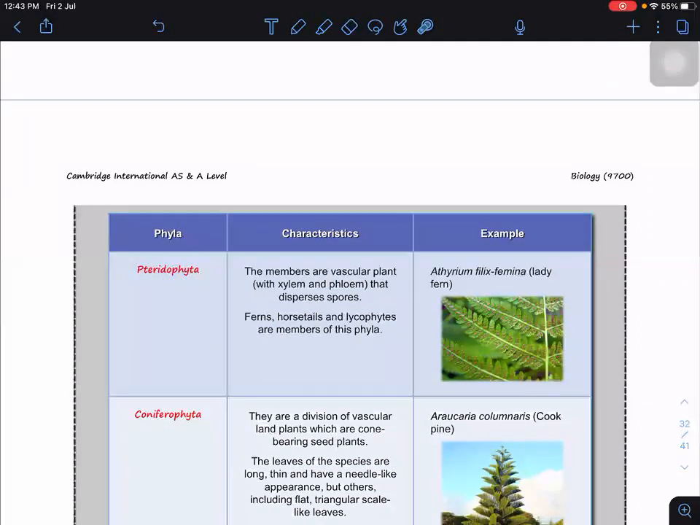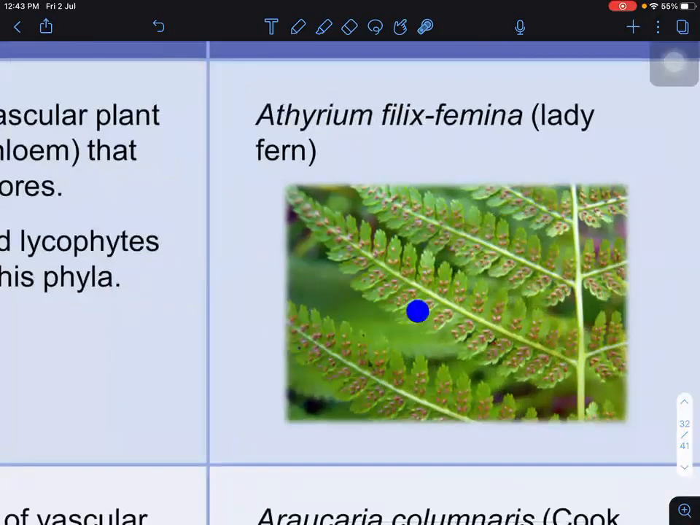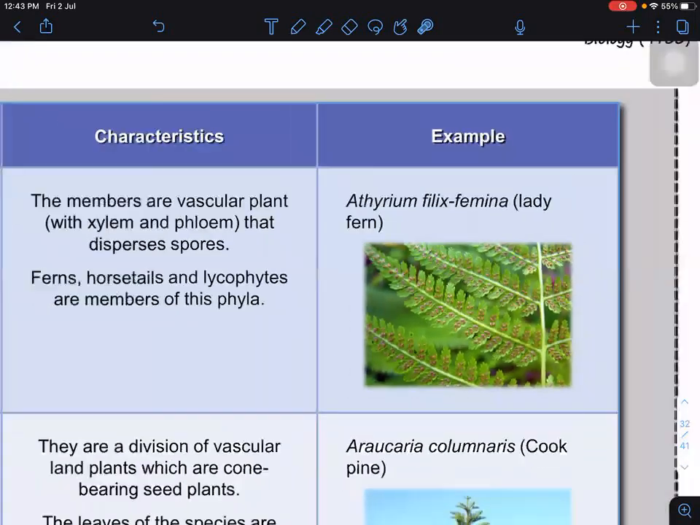If you look at a fern leaf, sometimes when you flip it over, you can see this kind of structure, the dots here. Those are the spores. These spores can actually grow into new ferns.